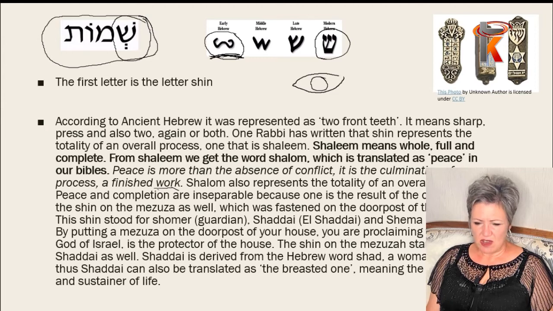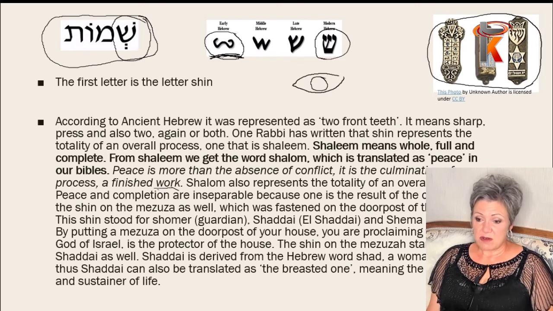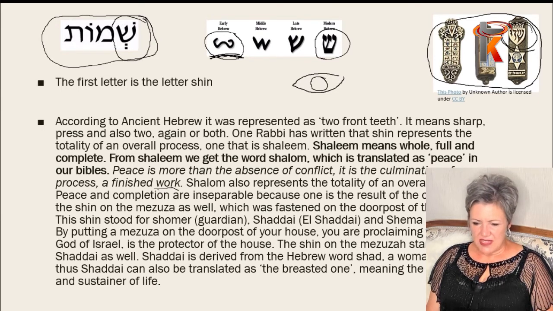We get a Shin on the mezuzah, and this is how a mezuzah looks. Here is this mezuzah. Now the mezuzah is put up by the doors of houses. I've got a mezuzah here also, put up on the doorpost of my house. And what you are actually saying when you put up a mezuzah, and you will see that the Shin is present there on that mezuzah, is that it stands for Shaddai, which means that the God of Israel is the protector of the house.